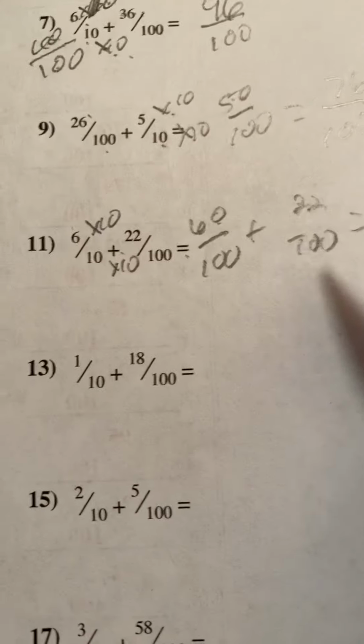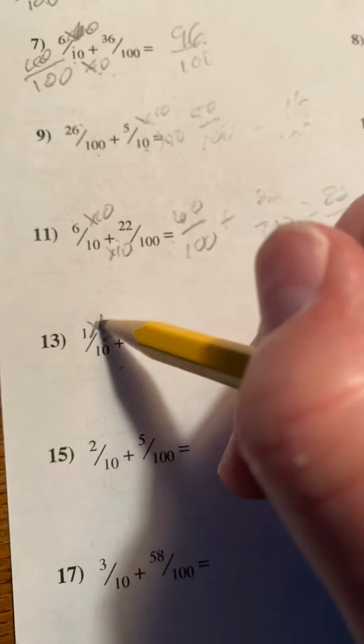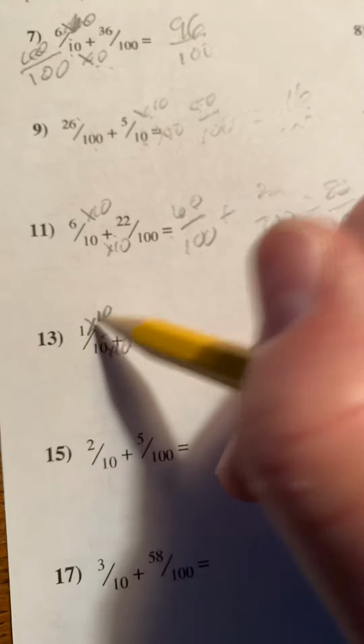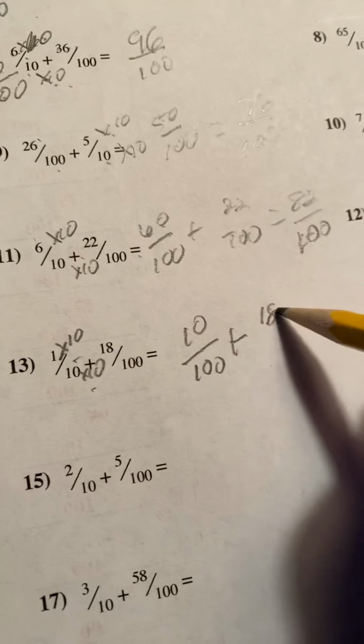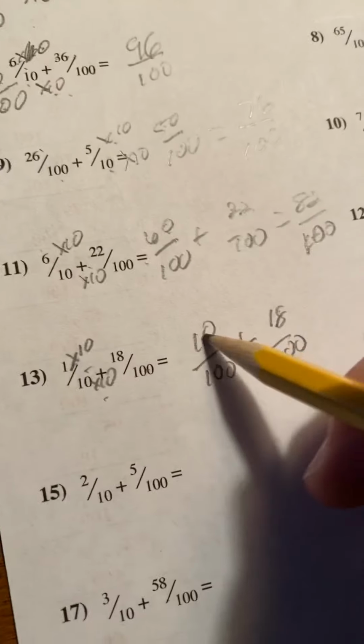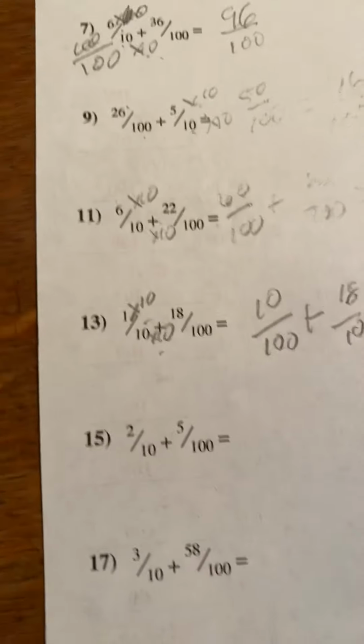I hope you are. All right, 1 tenth plus 18 hundredths. So multiply everybody times 10. 1 times 10 is 10. 10 times 10 is 100, plus the 18 hundredths that was there. 10 plus 18 is 28 hundredths.